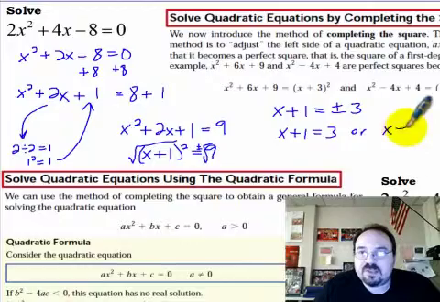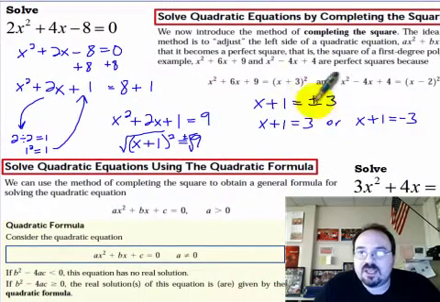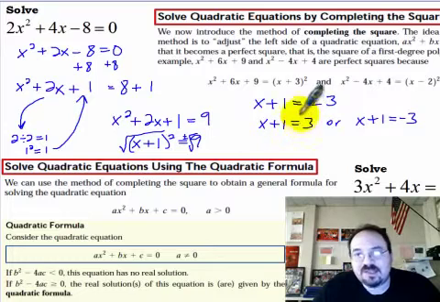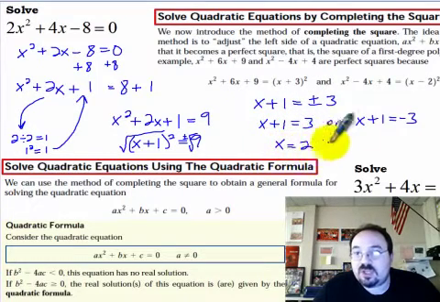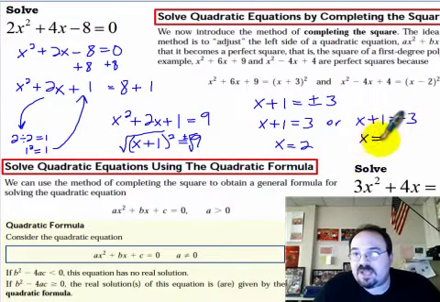Or x plus 1 equals negative 3. Don't just subtract 1 and say your answer is plus or minus 2, because that's not how it works. The first one, when you subtract 1, you actually do get 2. But here, if you subtract 1 from both sides, negative 3 minus 1 gives you negative 4.